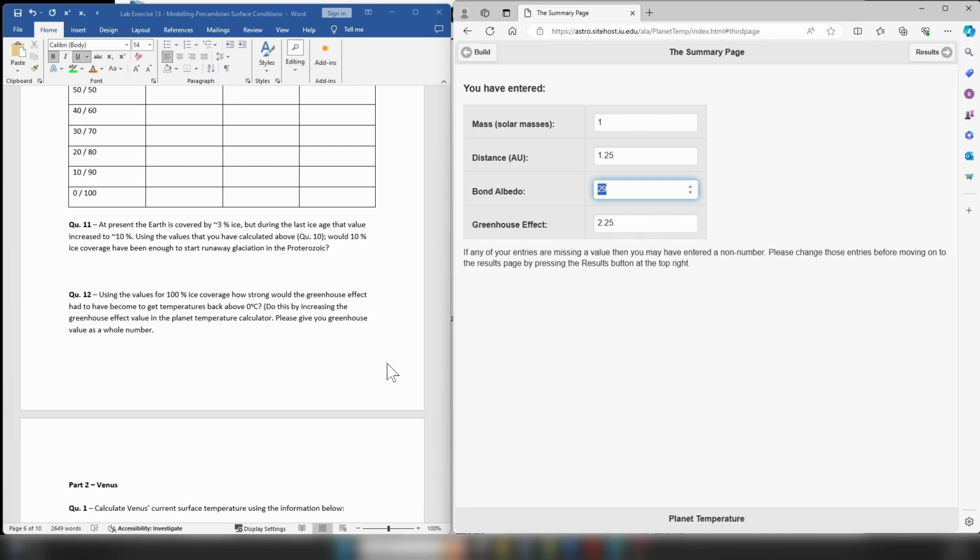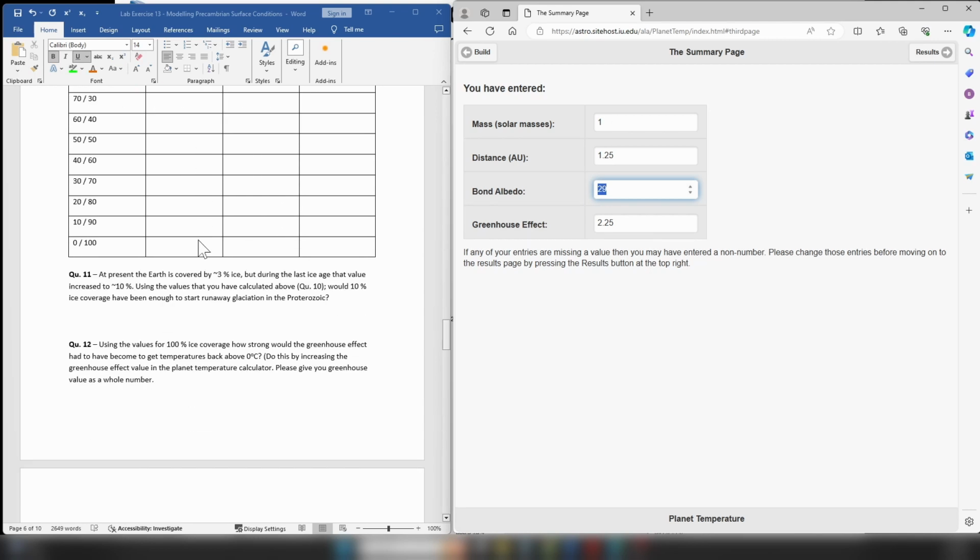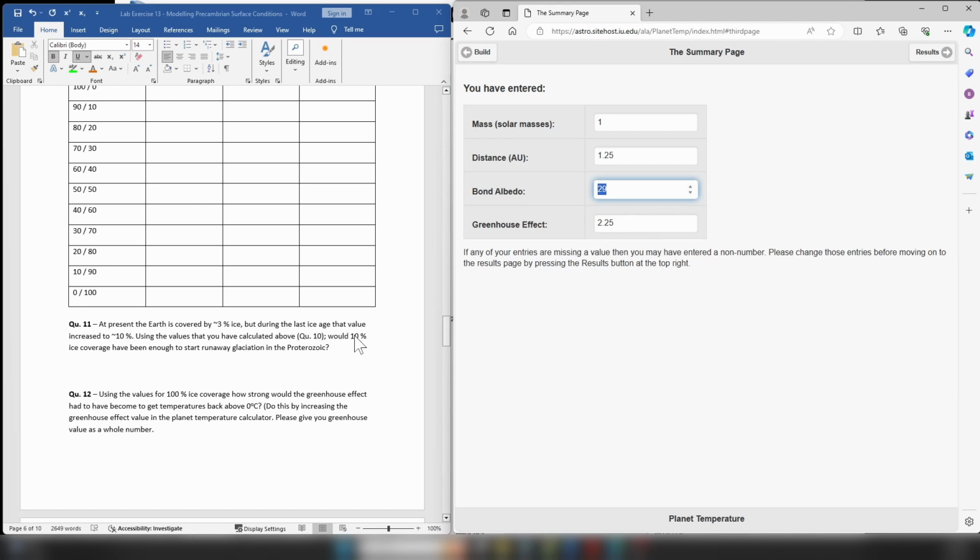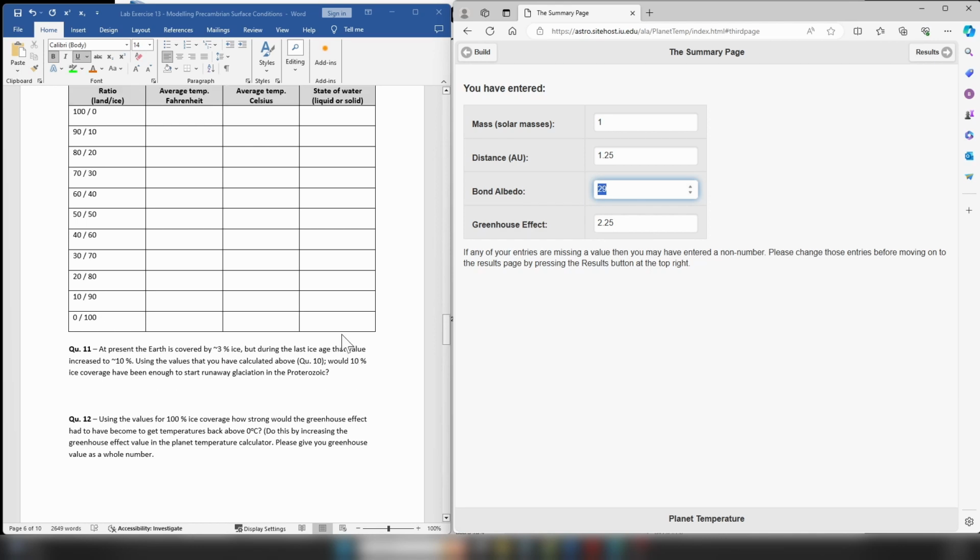So for question 11, at present the Earth's surface is covered by approximately 3% ice. But during the last ice age, that value increased to about 10%. So using the values you have calculated above, for question 10, would 10% ice coverage have been enough to start a runaway glaciation in the Proterozoic? So we're going to look at 10%. So that's going to be 10% ice, 90% land and ocean.